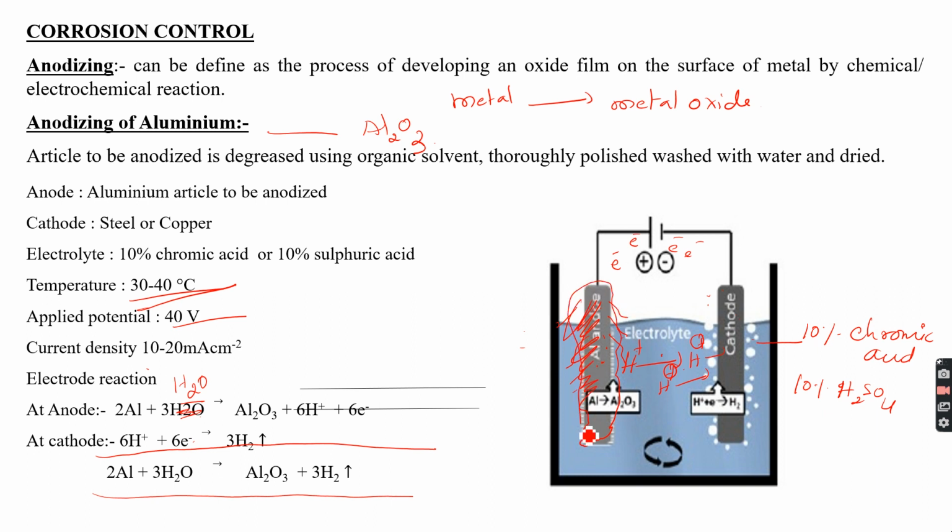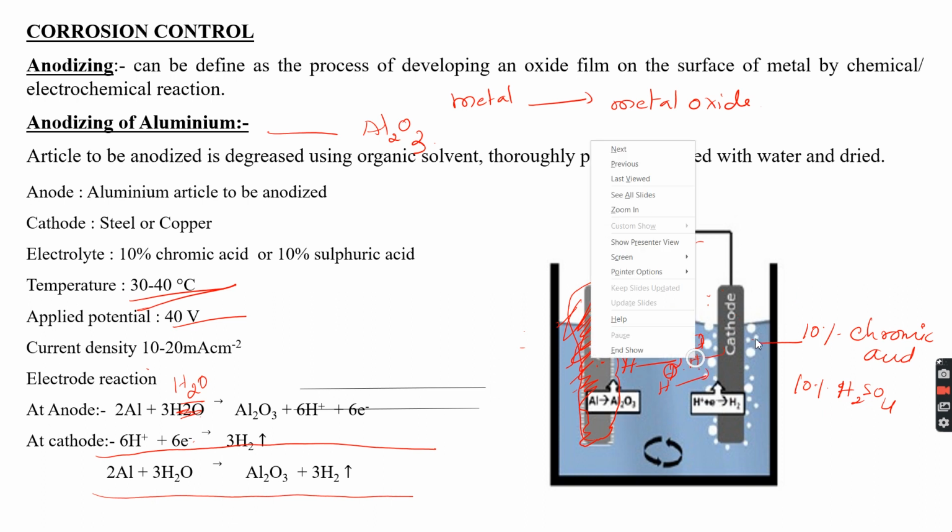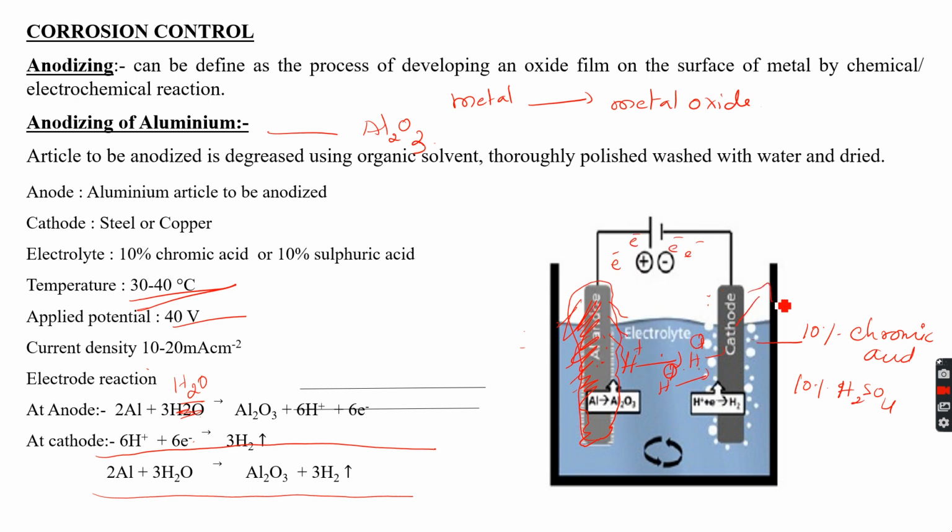The surface layer of aluminium is converted into aluminium oxide, and the cathode reaction is a reduction. H plus ion is reduced and liberates H2 gas. At the anode, aluminium is changed to aluminium oxide, and at the cathode there is liberation of hydrogen. Aluminium gets oxidized to aluminium oxide and is deposited over the metal.